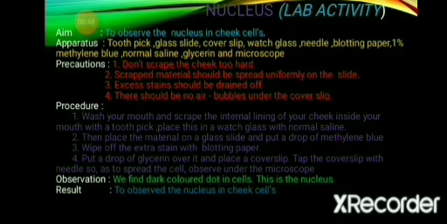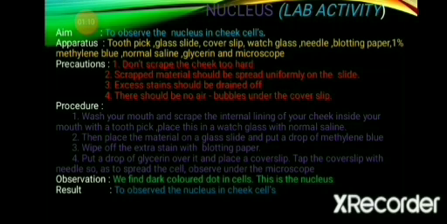Precautions. Do not scrape the cheek too hard. Scrap material should be spread uniformly on the slide. Excess stain should be drained off. Next, there should be no air bubbles under the cover slip.